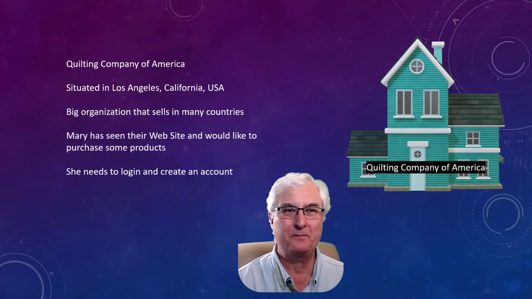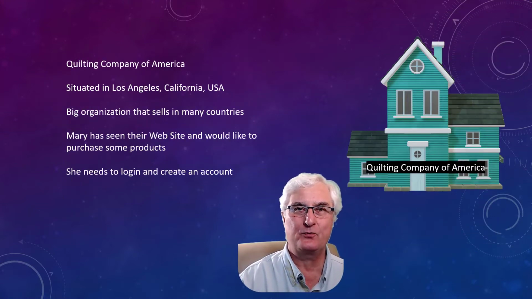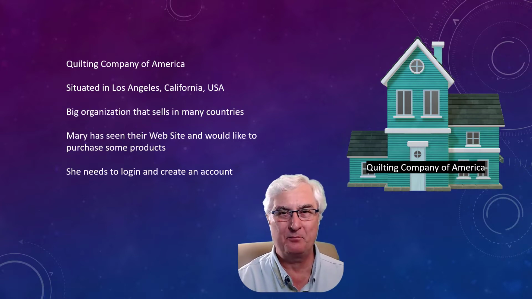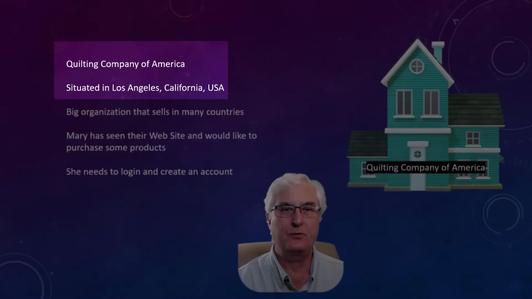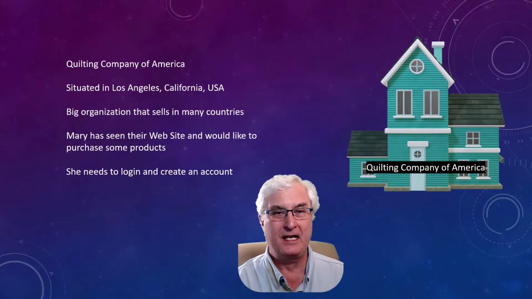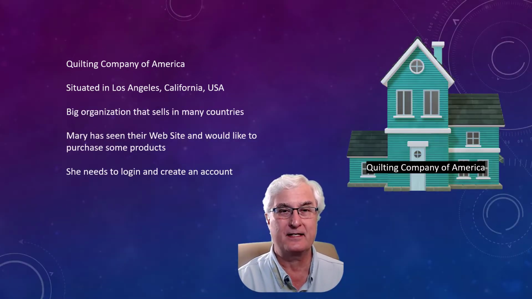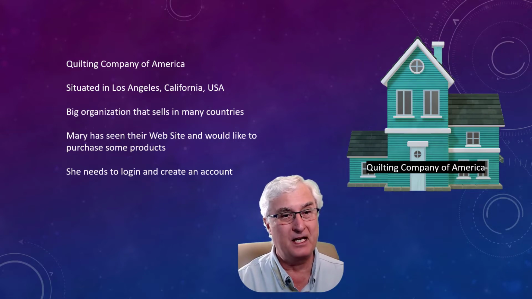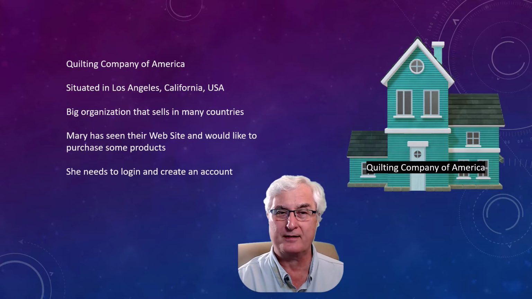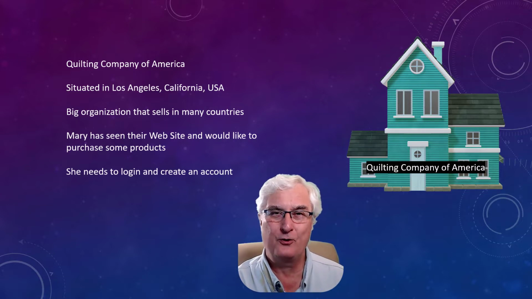Now, Mary has just been to a fictitious website called the Quilting Company of America. This is situated in Los Angeles, California, in the United States. It's a big organization that sells in many countries. Mary has seen their website and would like to purchase some products, but she needs a login to create an account. How should she go about this?